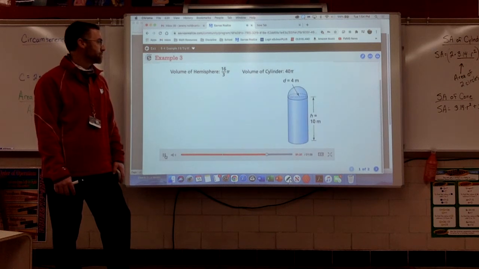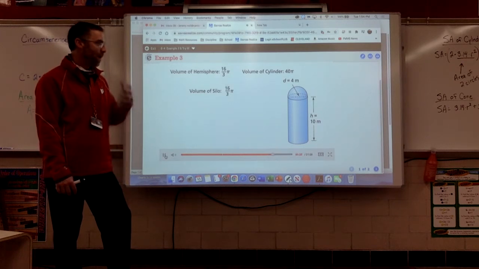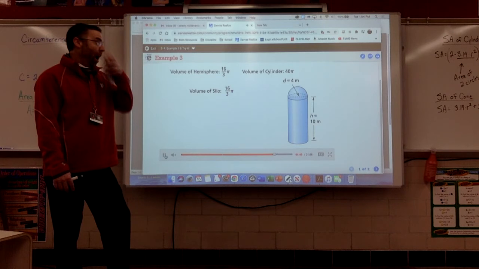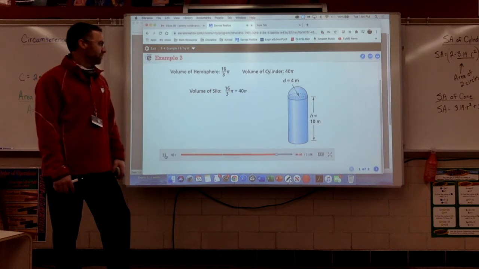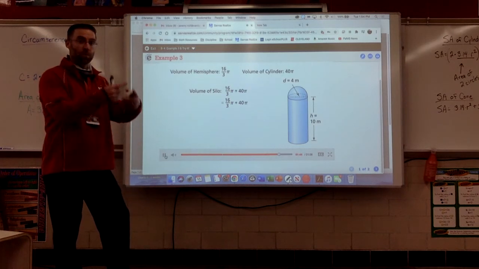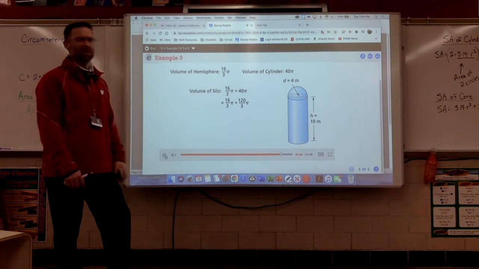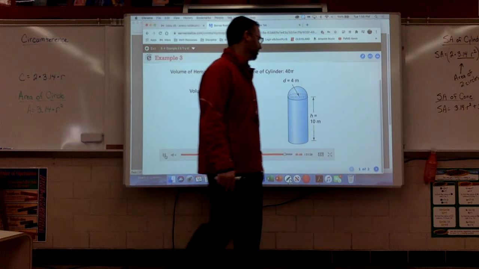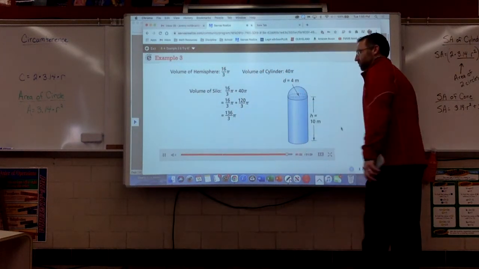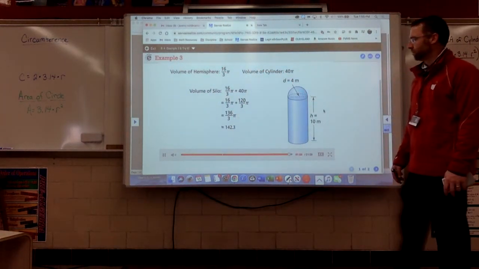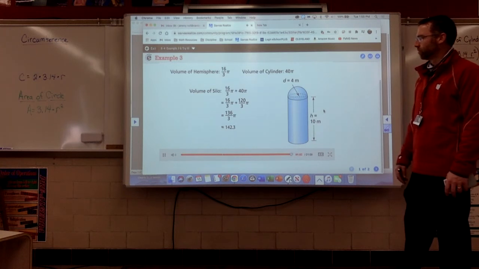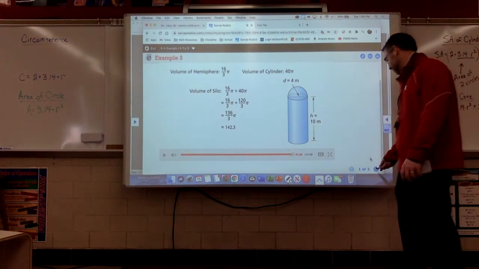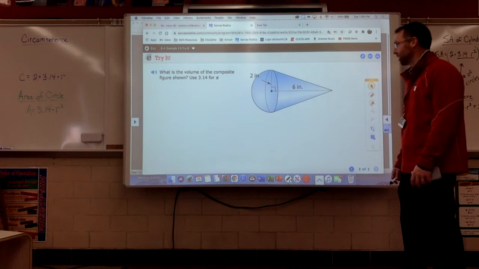The last step is to add the two volumes. The volume of the silo is equal to the volume of the hemisphere, which is 16/3 times pi, plus the volume of the cylinder, which is 40 times pi. Rewrite 40 as 120/3, and then add the fractions. Now we're just going to type those in your calculator. Press enter. Using the approximate value of pi, the volume of the silo is about 142 3/10 cubic meters. And there you go. Let's find the volume of this composite shape, my friends.